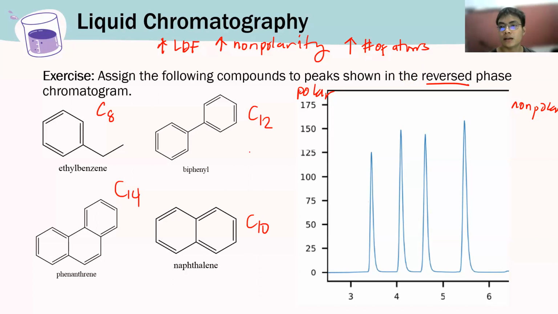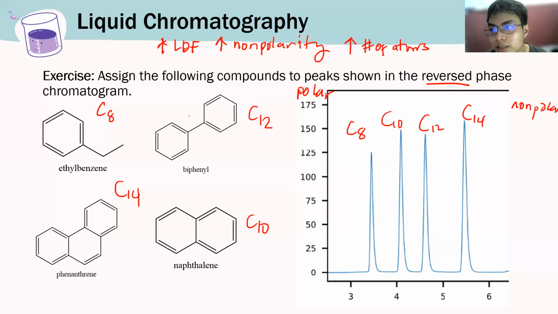So paano natin i-rank to? So kung i-rank natin to, well, ang mauuna yung C8, no? Followed by C10, C12, and C14. So again, the idea, the more carbon you have, the greater the non-polarity. Yeah. So although lahat sila non-polar, we can say na yung ethyl benzene is a bit more polar than the phenanthrene. Ayan.